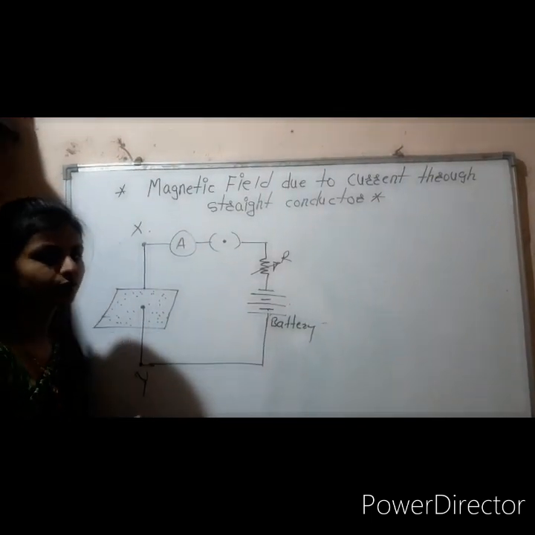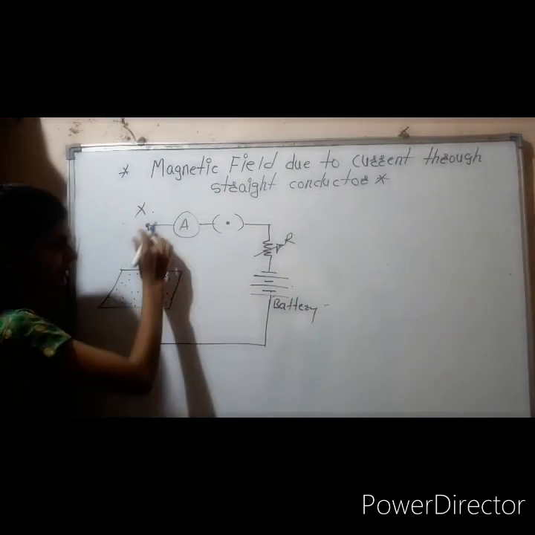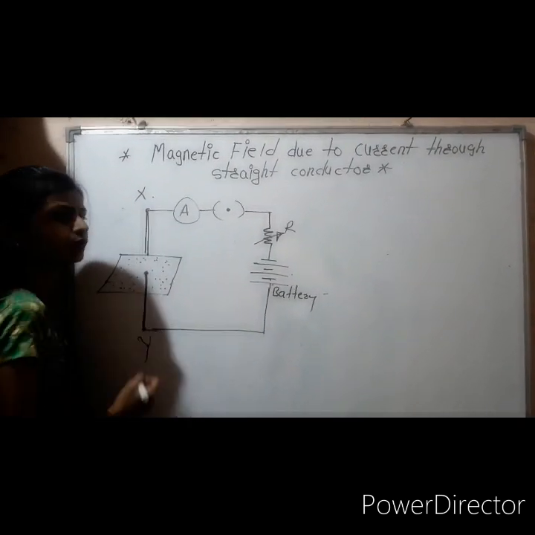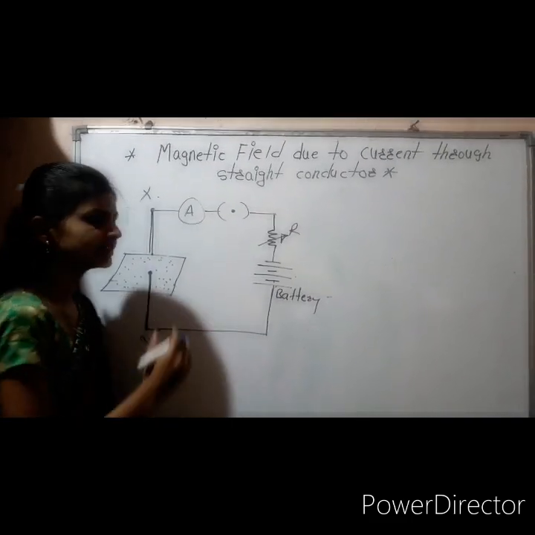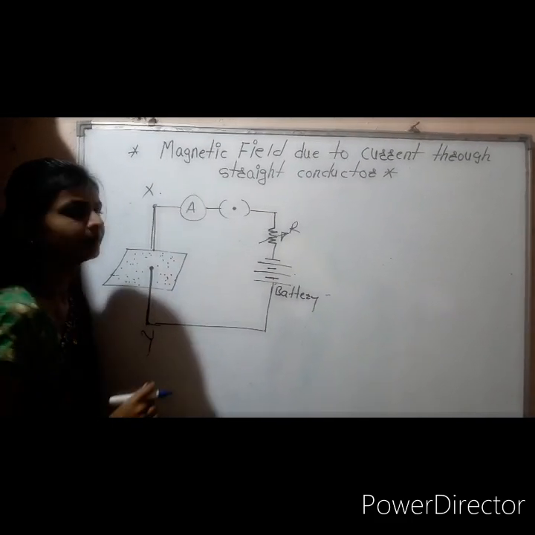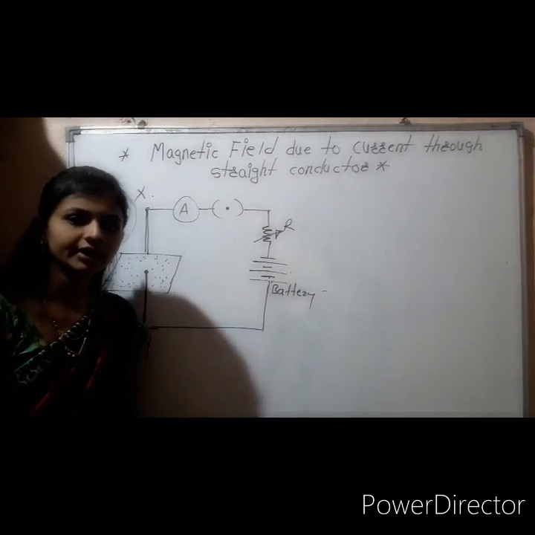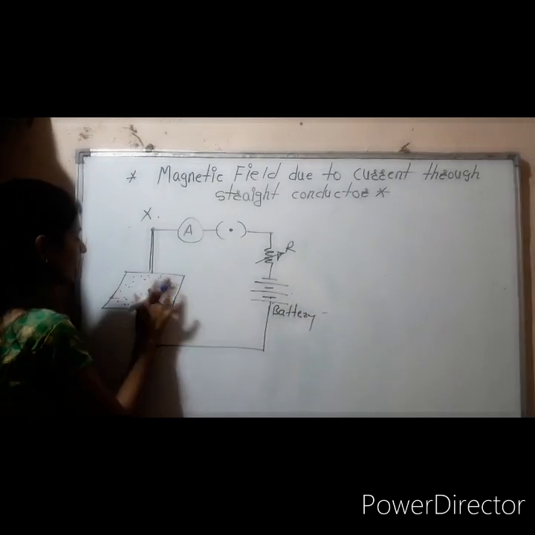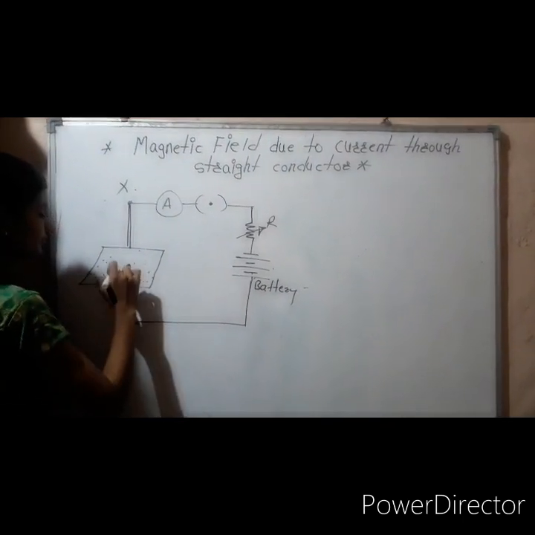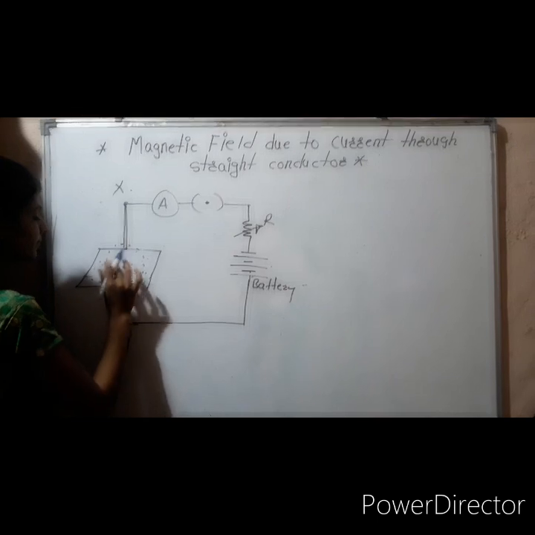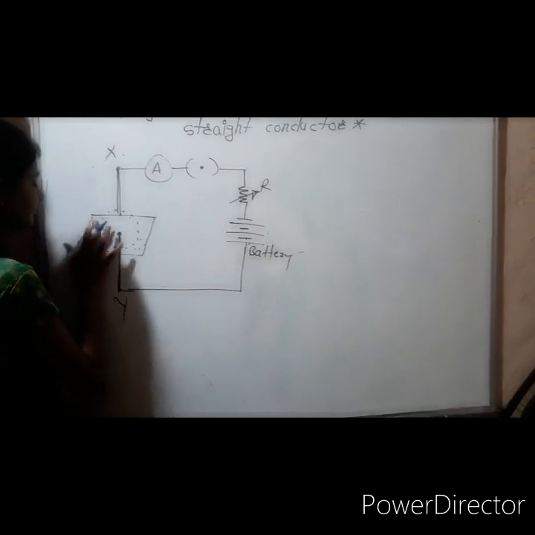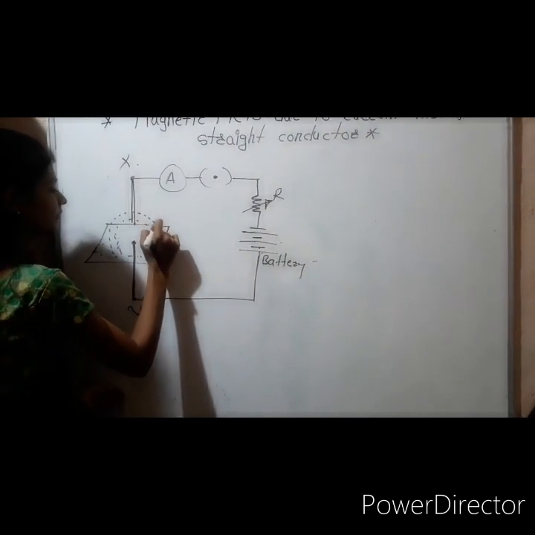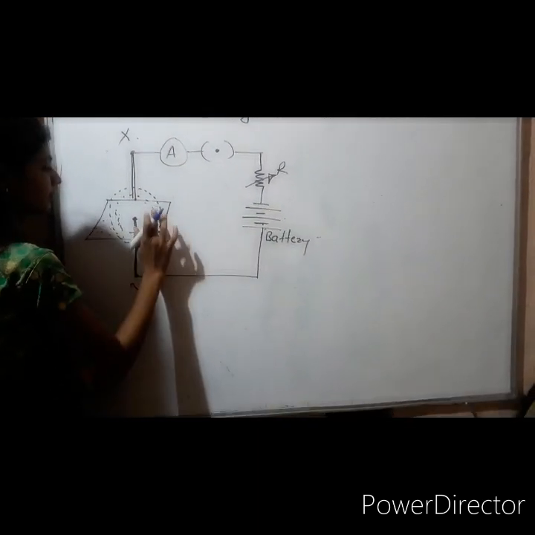So whenever the current is flowing through points X and Y, it means through the rod, here it is a rod. Whenever the current is flowing through the rod, you can see that the iron filling which is present around the rod has started to make a circular loop around the rod. These iron fillings will start to create a circular loop, like this way.